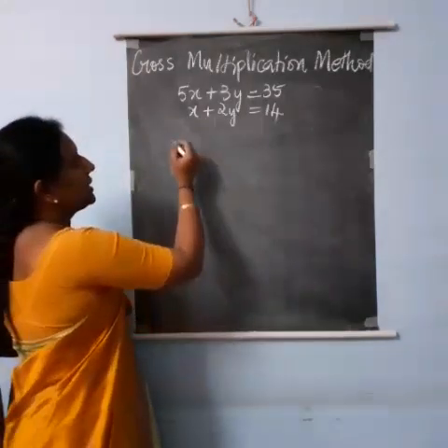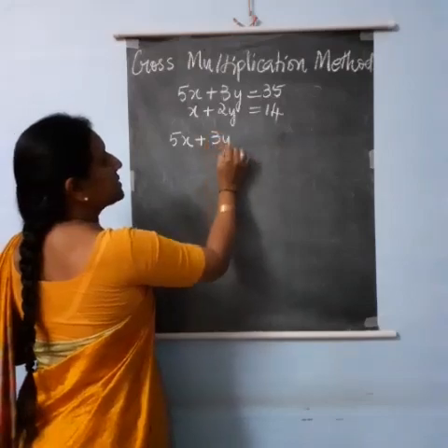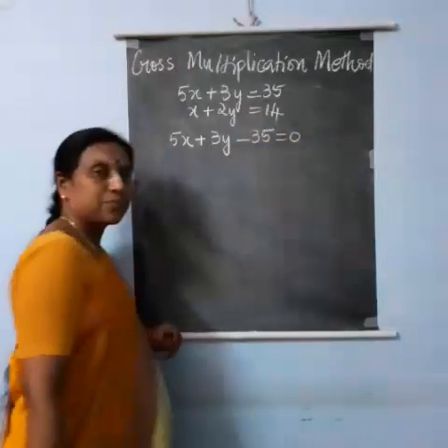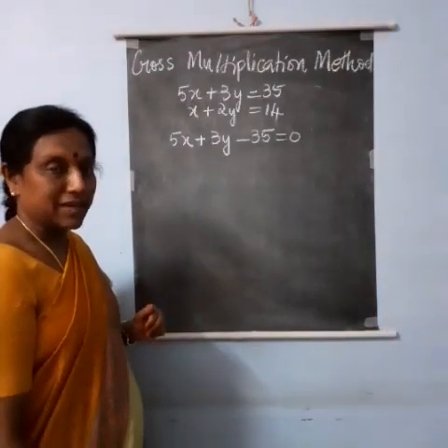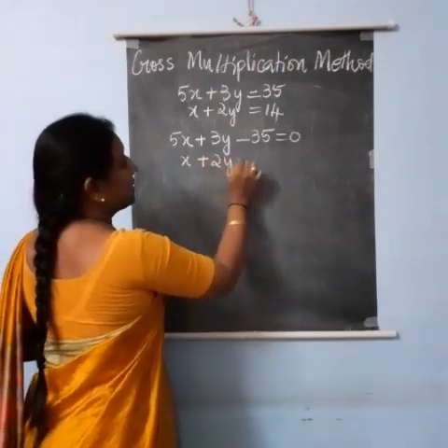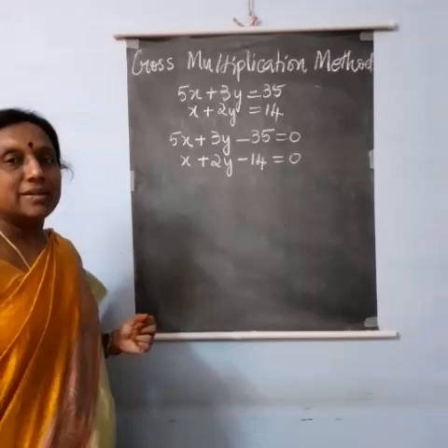When we rewrite these equations, what will the first equation become? 5x plus 3y minus 35 equal to 0. What will the second equation become? It can be rewritten as x plus 2y minus 14 equal to 0. Have you got it? Okay.